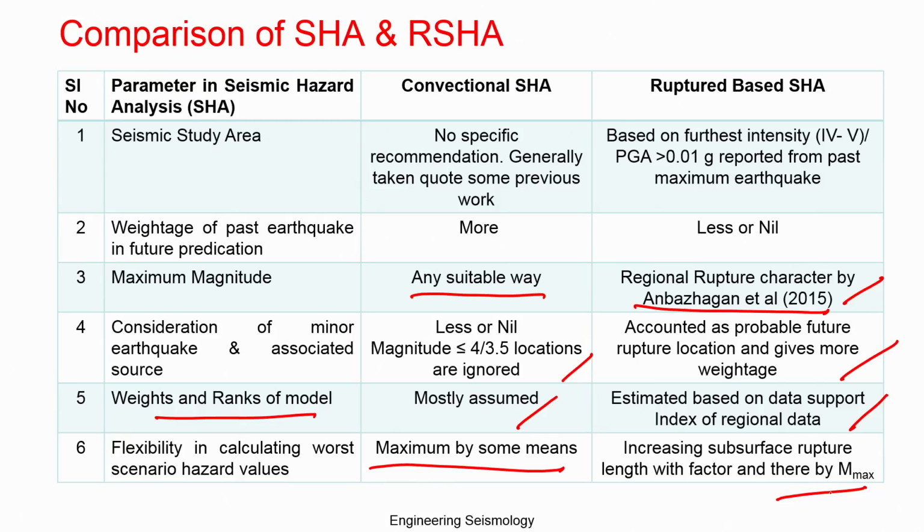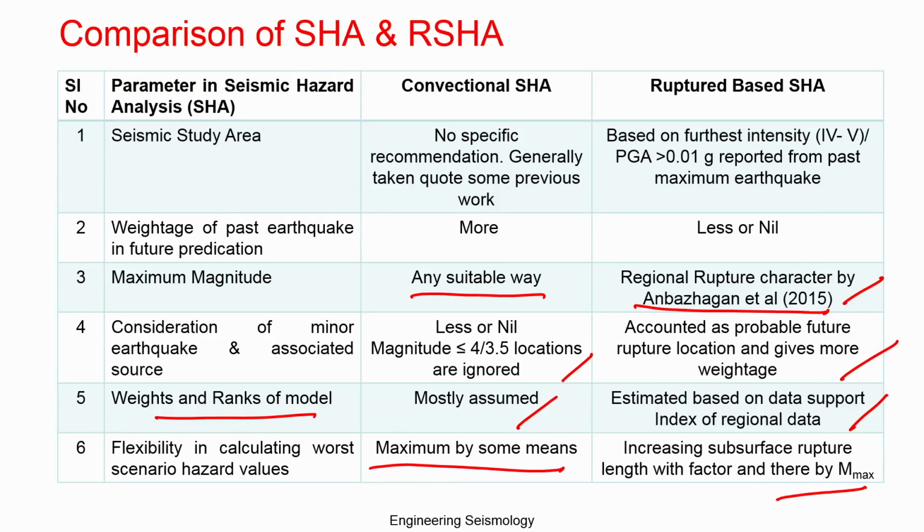But here we estimate systematically, rank them, and use that rank and weight for giving the GMP ranking. So that is why these values will be different. Flexibility in calculating the worst scenario. So here the maximum you can estimate, there is no flexibility, but here you can vary the RLD percentage.